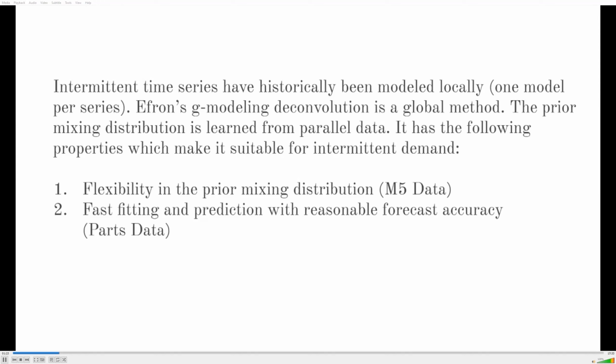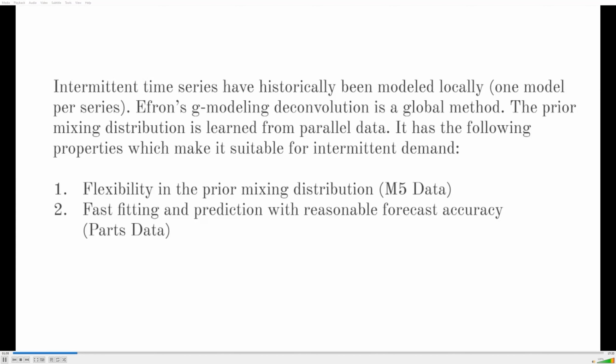Efron's g-modeling deconvolution was proposed in a paper in Biometrika and also in his book, Computer Age Statistical Inference. His use cases were around the Shakespeare canon dataset, where he was modeling distinct word counts, and also some medical examples. But I wanted to use this method to see how well it fit with intermittent demand. There are a couple of reasons why I believed it may be a reasonable method, at least to explore for intermittent demand.